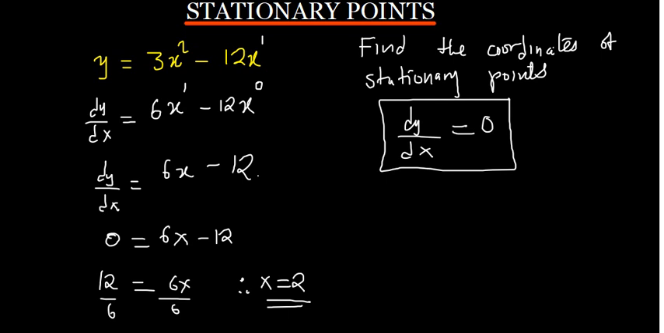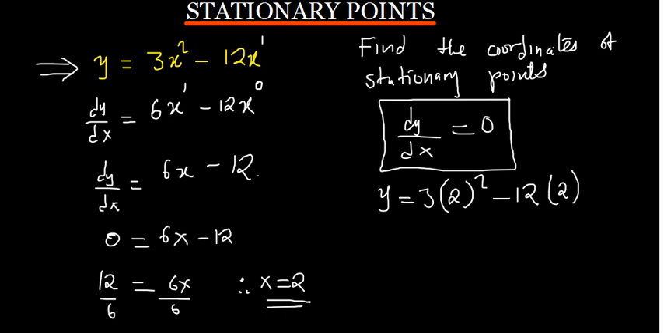Now the question is saying coordinates. So a coordinate is an x value and a y value. To find the y value, we're going to come to this equation here. So we're going to say y is equal to 3, but where there is x, I'm going to put 2, squared, minus 12, and where there is x, I'm going to put 2 again. So all I'm doing is putting the x value into this equation.